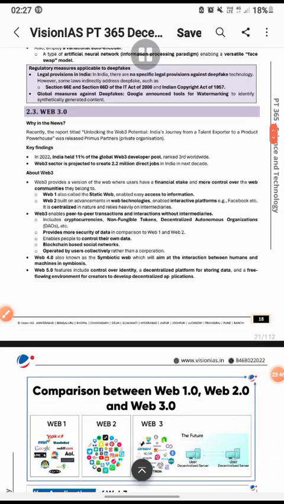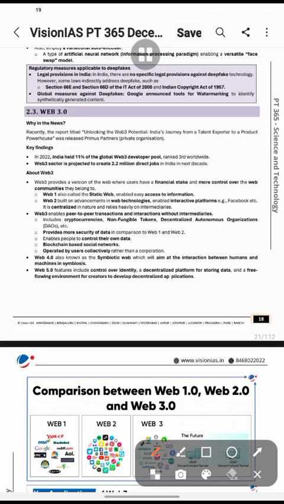Web 3.0. It is titled Unlocking the Web 3 Potential: India's Journey to the Talent and Product Powerhouse, and 11% of global Web 3 is developed by the talent pool, and the Web 3 sector is projected to create 2.2 million jobs.